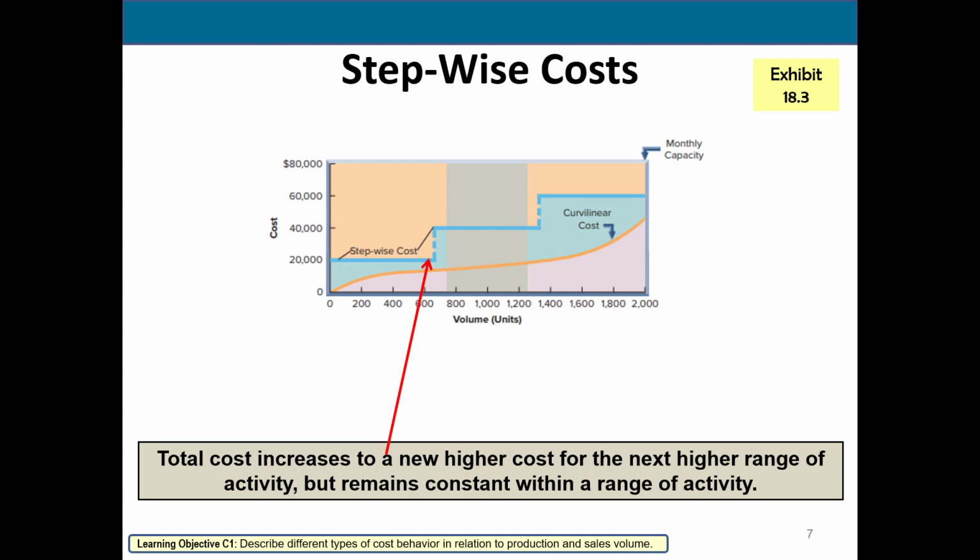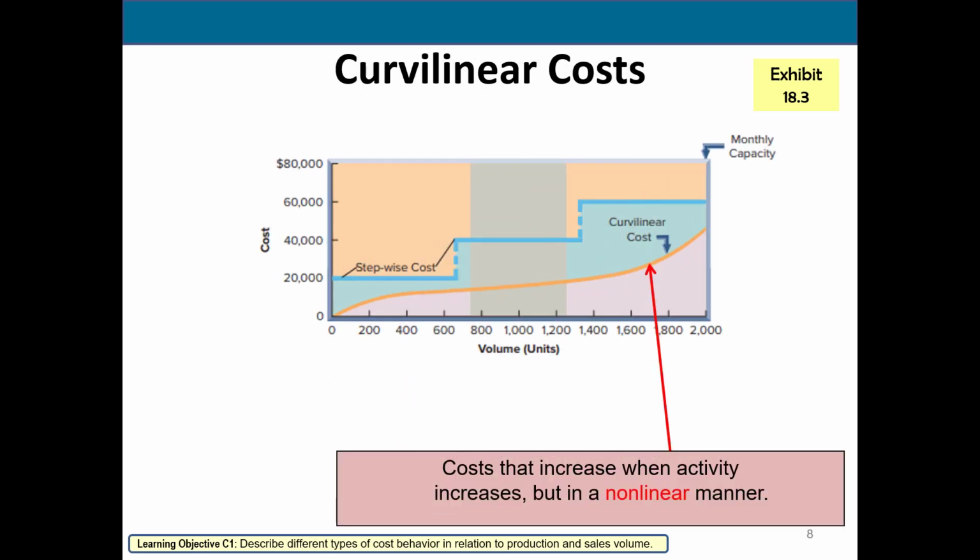So you can see how the stepwise cost line is flat within ranges called the relevant range. When volume significantly changes, the cost steps up to another level. Curvilinear costs also increase as volume increases, but at a non-constant rate. The curved line shows a curvilinear cost beginning at 0 when production is 0 and increasing at different rates as volume increases. An example is total direct labor cost.